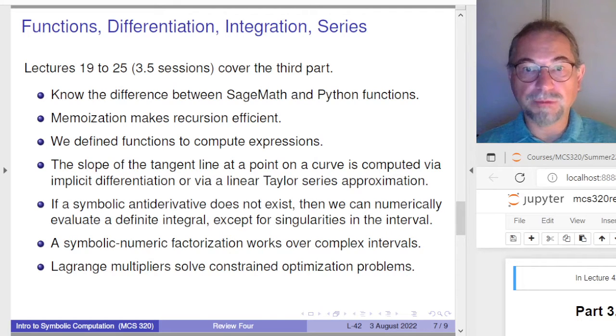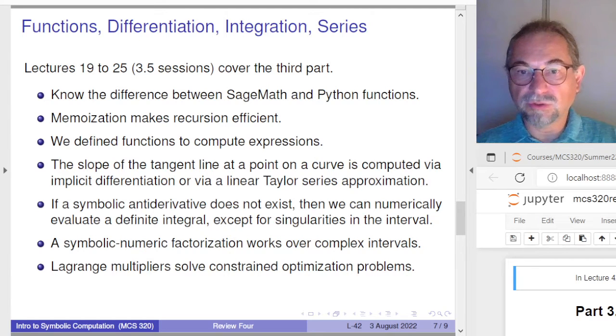The review problems will start with a function to compute an expression. One problem that we considered many times, and I will have a notebook waiting, I will show it also here now, is the slope of the tangent line at a point on a curve. And you can do this in both ways. I will illustrate both ways.